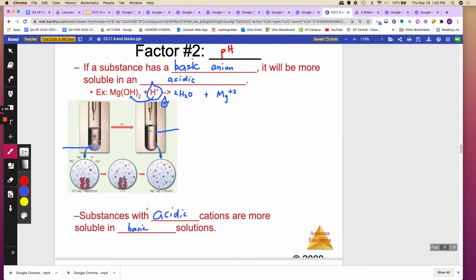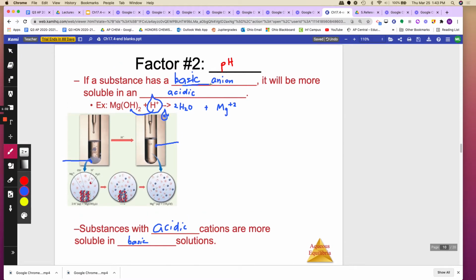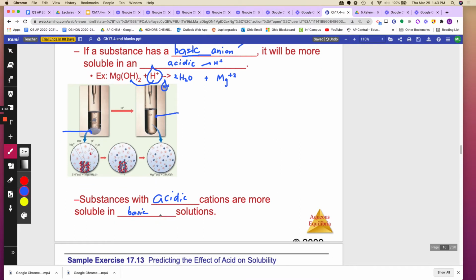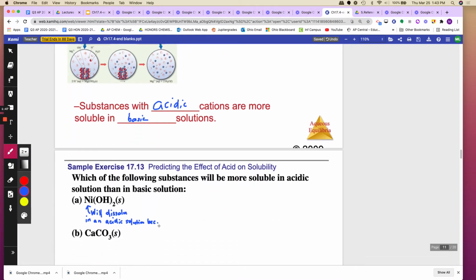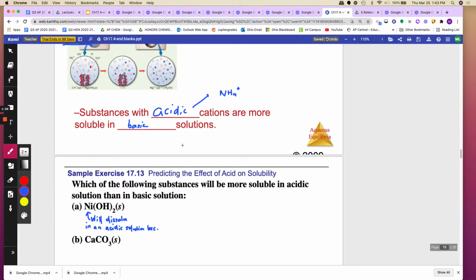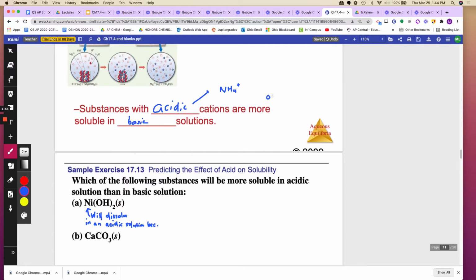You can do the same thing. It says if a substance has a basic anion, an example of a basic anion is OH minus, it will be more soluble if you add some H pluses in there. And the opposite is also true. If you have an acidic cation, then you can dissolve something with a basic solution. An example of an acidic cation would be NH4+. That's acidic, that's a cation because it's positive. And you can increase solubility by adding something basic, like OH minus.